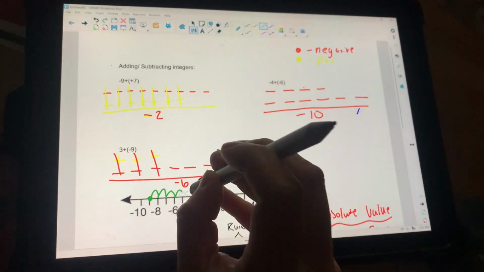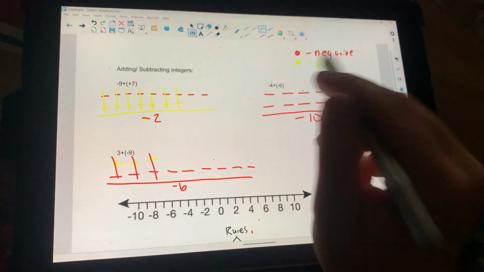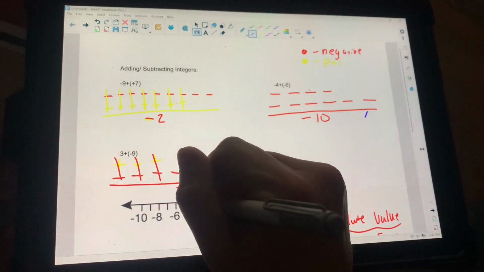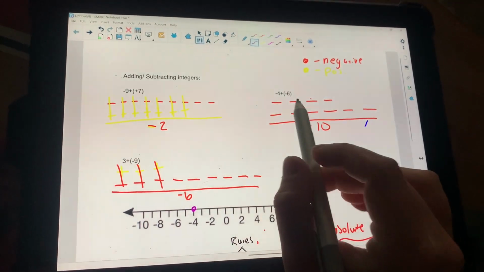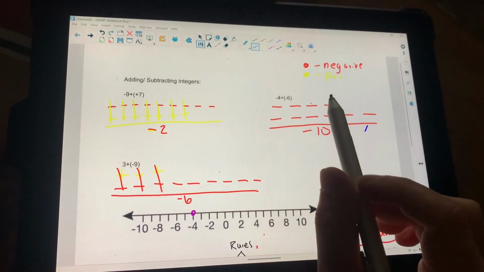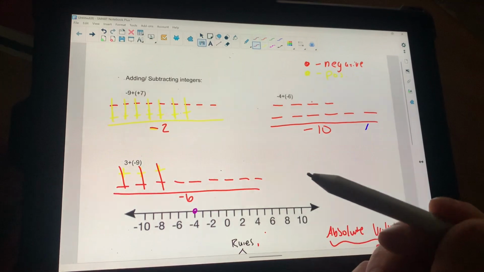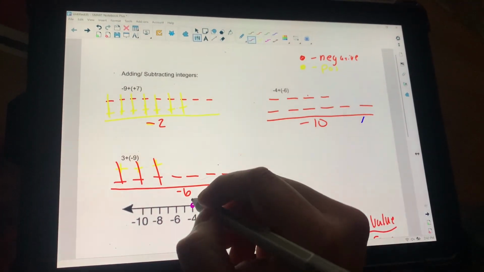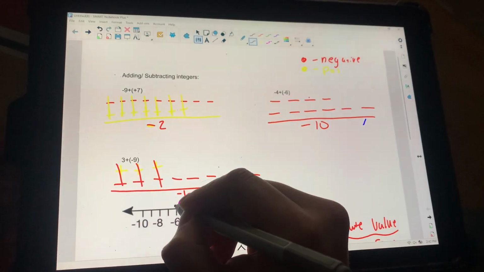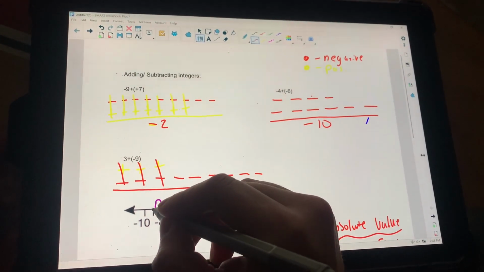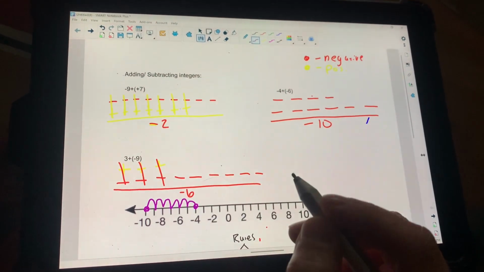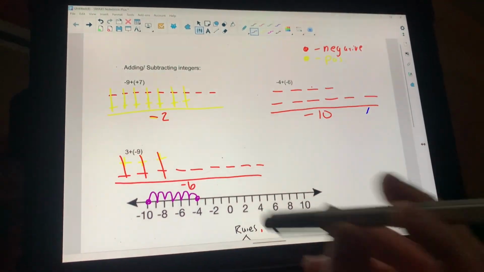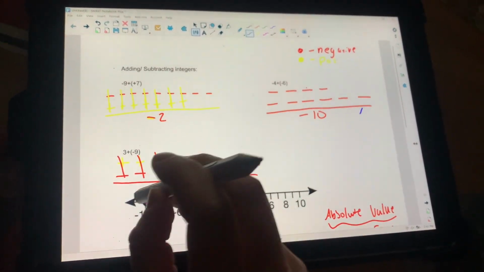Erase that so it doesn't get too confusing for us. If we go -4 plus -6, I start off at -4. And then it wants me to add -6 more. If I'm adding a negative, I'm going further left. I'm going more negative. So I have to add -6 more. 1, 2, 3, 4, 5, 6. That ends me right there at -10. We can go back up here and look, -10. We got the same answer. So either way is going to work.